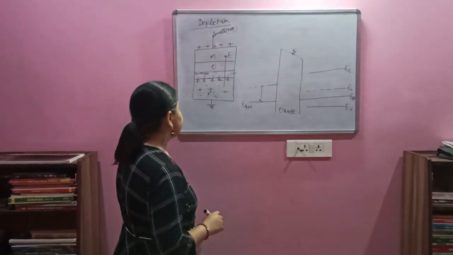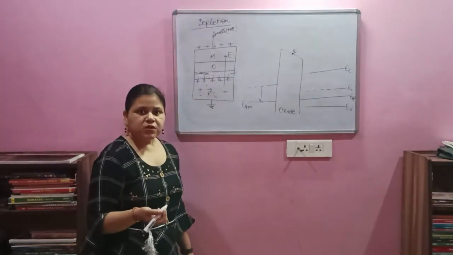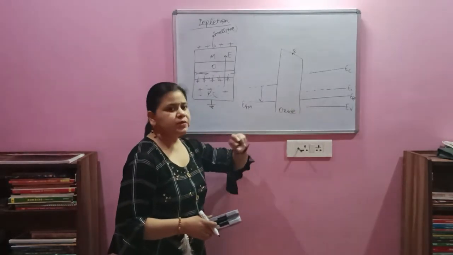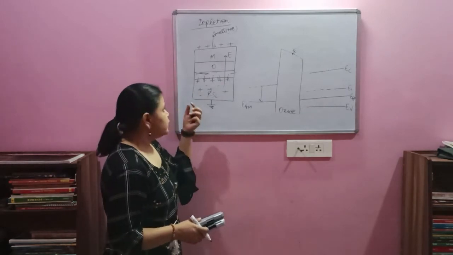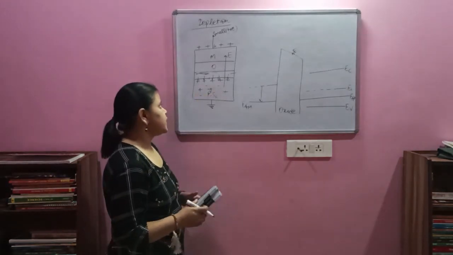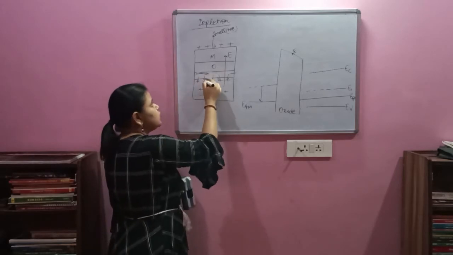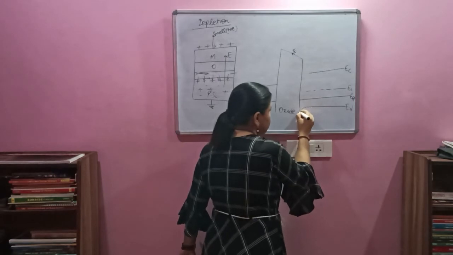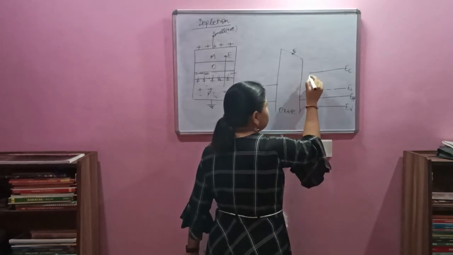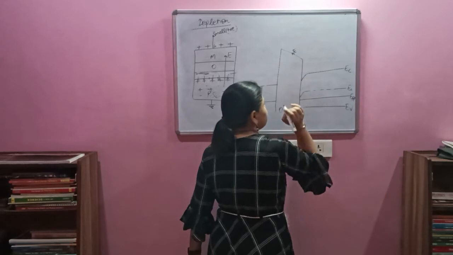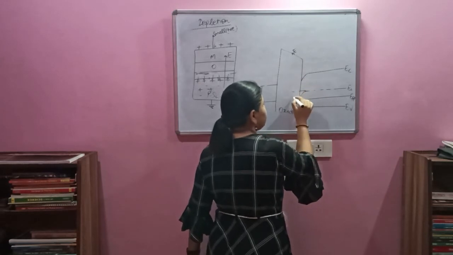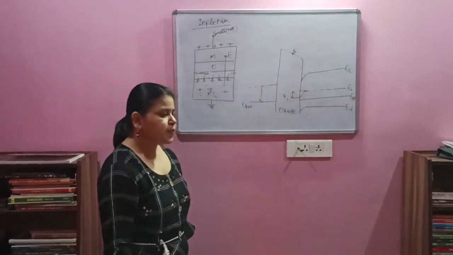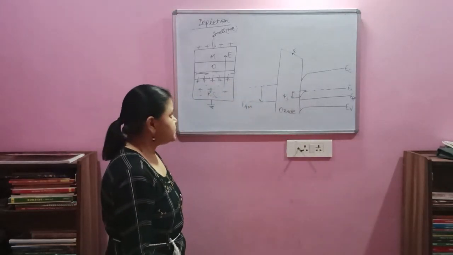Okay. Now see, in the accumulation process, I just discussed that the bending of the band is signified by the movement of the holes in the substrate. Now in this depletion process, holes are moving down. It means the bands will move down like this. And again, the amount by which the bands are bending is denoted by psi s, which is the surface potential.